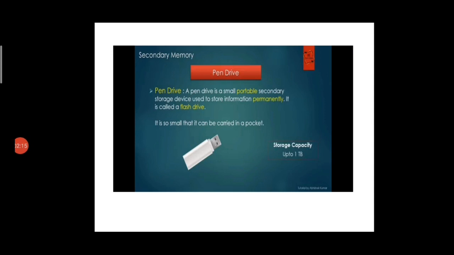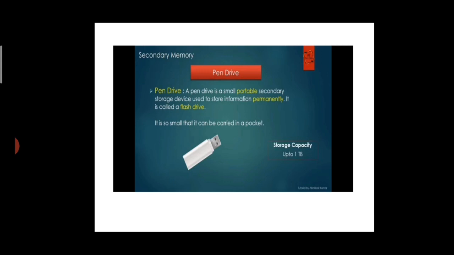Pen drive is a small portable secondary storage device. It is so small, but it can store a large amount of data. It is used to store data, and it can store data permanently.